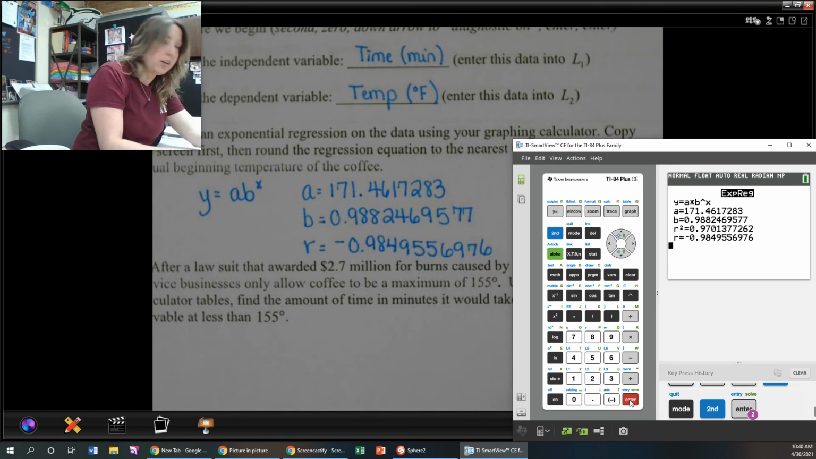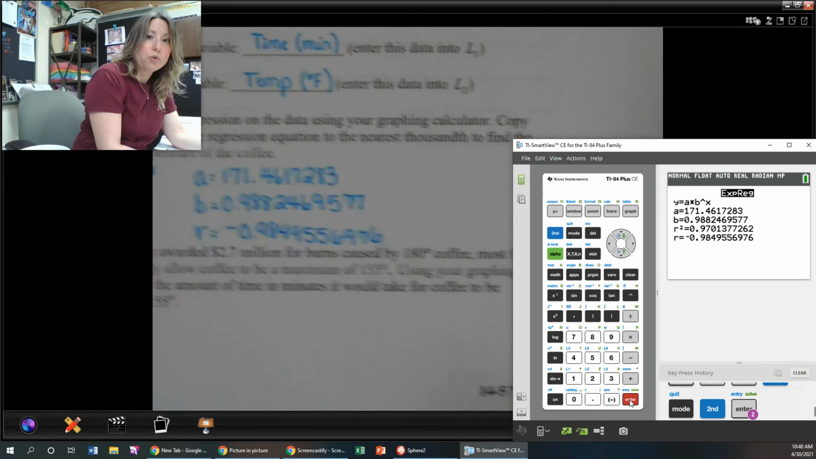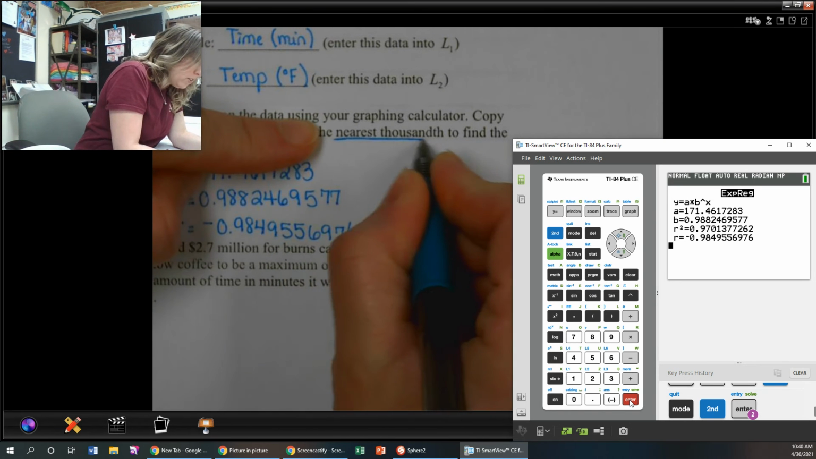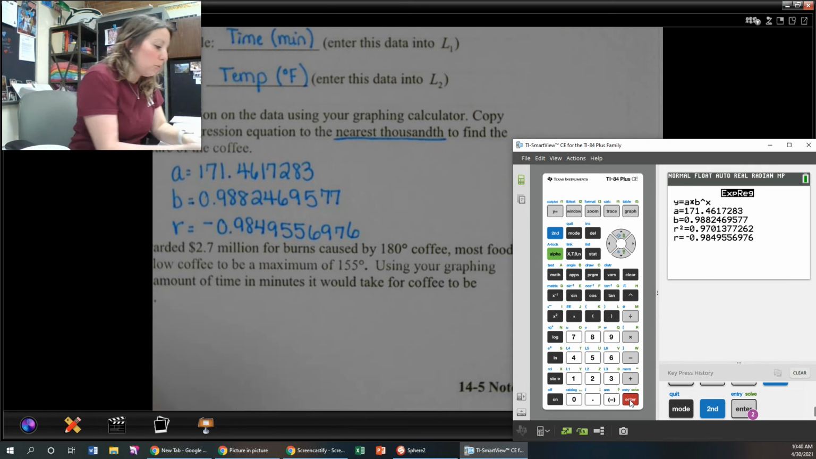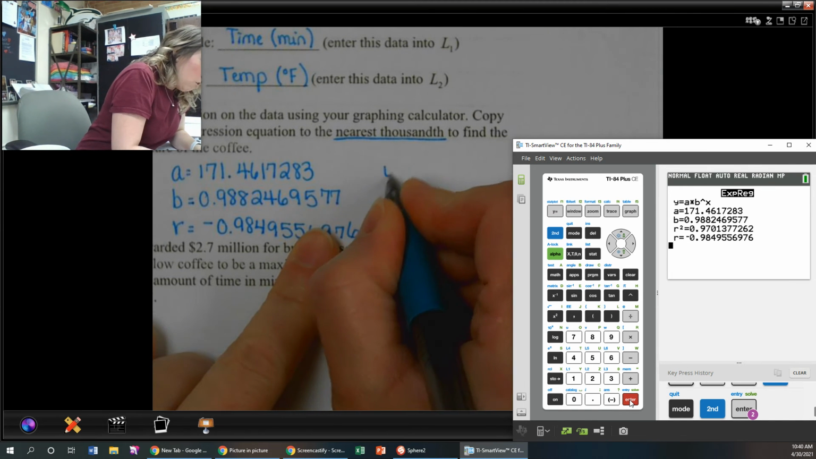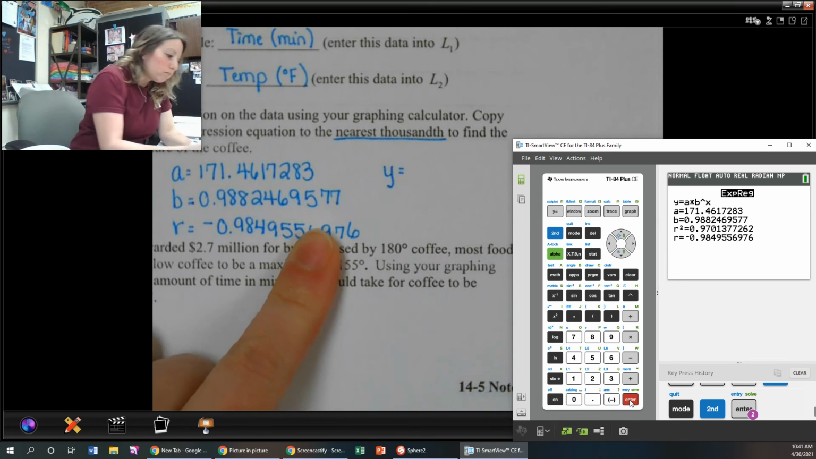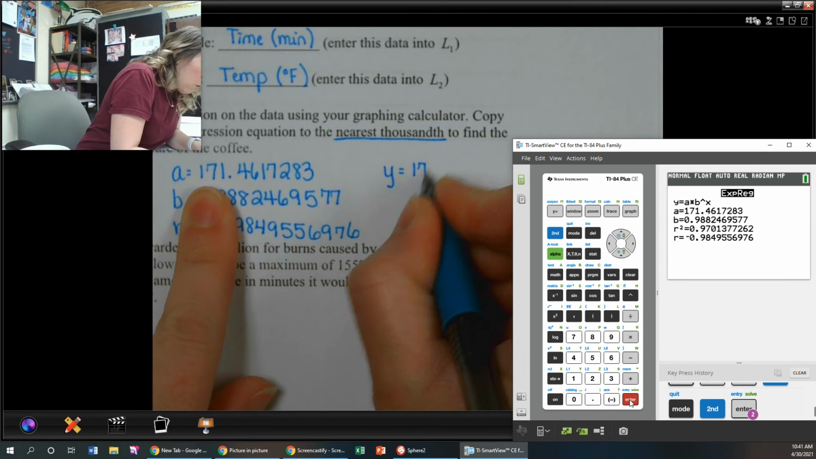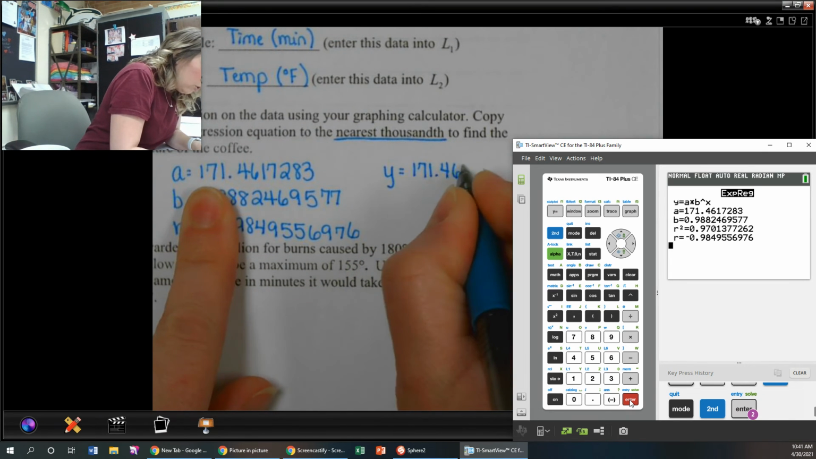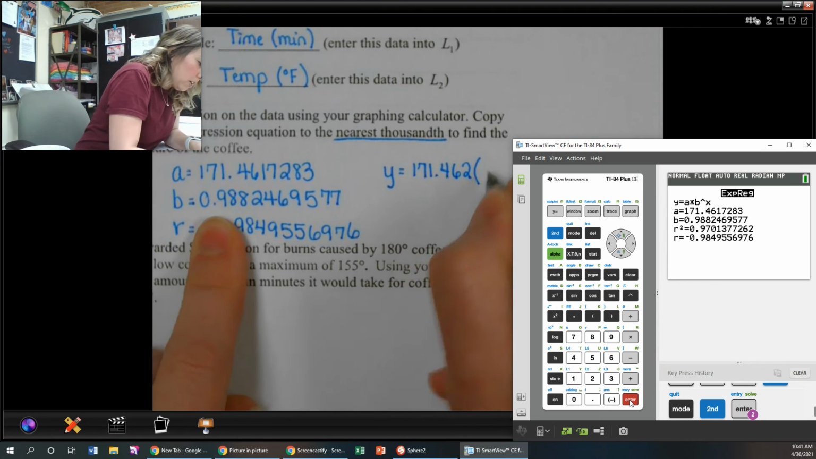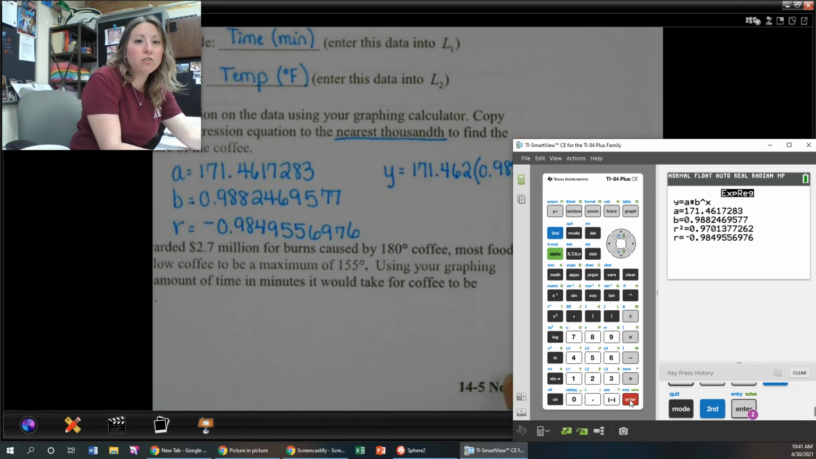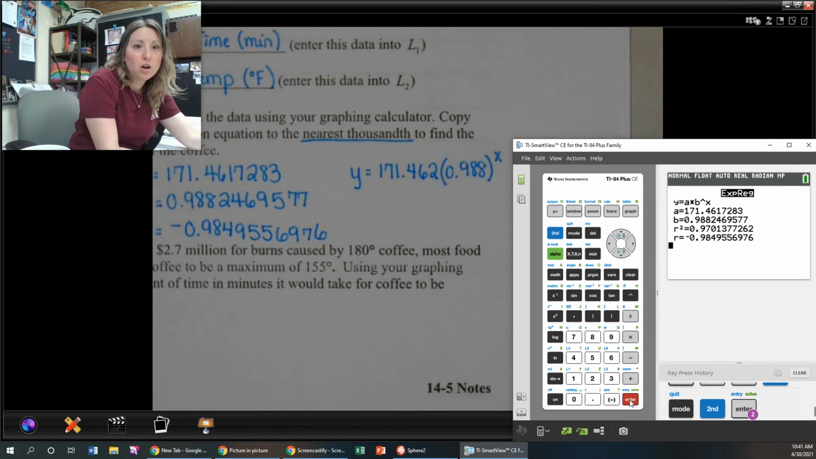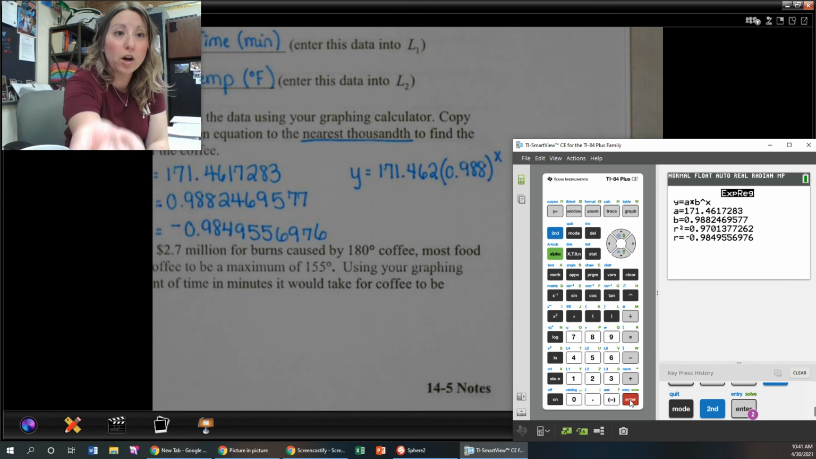This particular question does ask me to create that regression equation rounded to the nearest thousandth, which is 3 places behind the decimal value. So let's take this and create our own regression equation with the rounding. Y equals 171.462 times, this is where the base comes in, 0.988 raised to the X power. And that regression equation is slightly different from the one that we have here where it was not rounded.